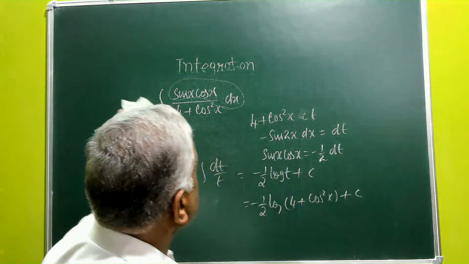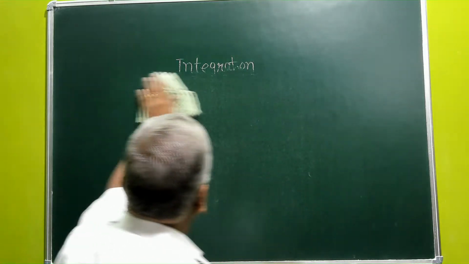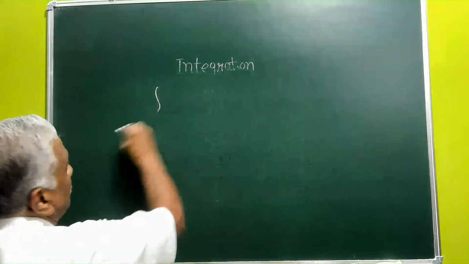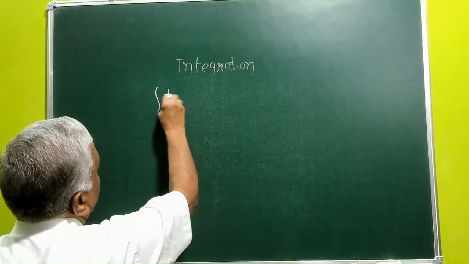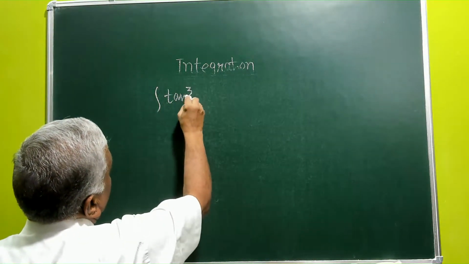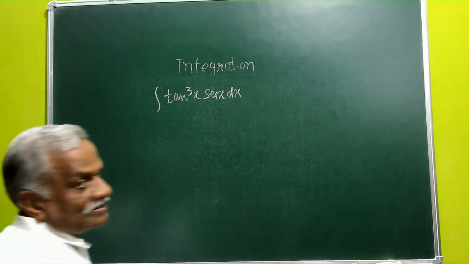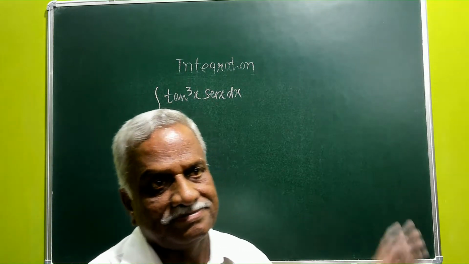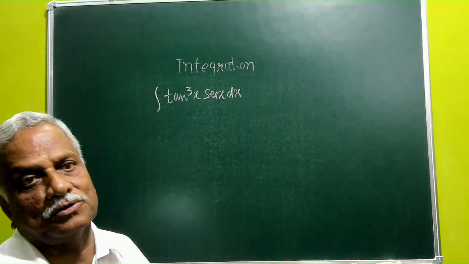Solve the problems, which will give us some more ideas, a little deeper into the concept. Tan cube x into secant x dx. If you take tan x as t, you get secant square x. They are not given secant square x. Therefore, taking tan x as t will not work out.